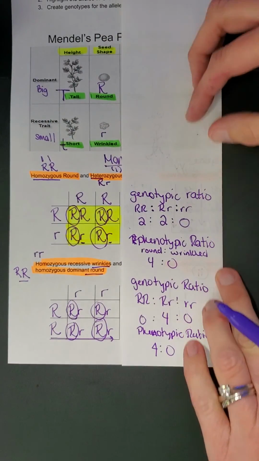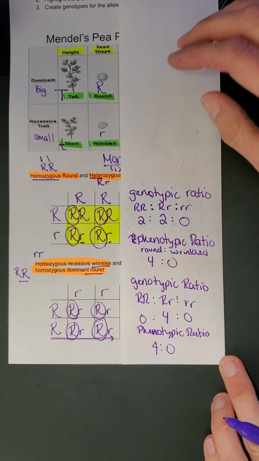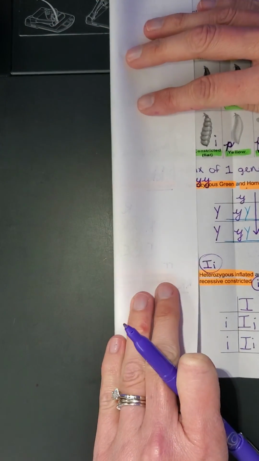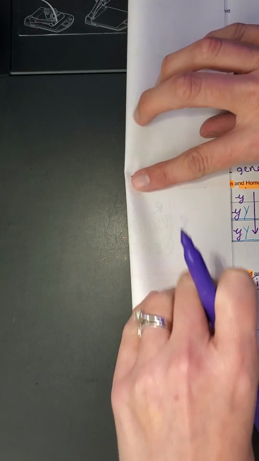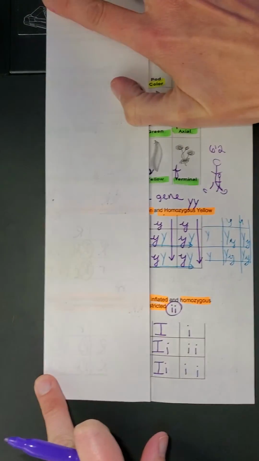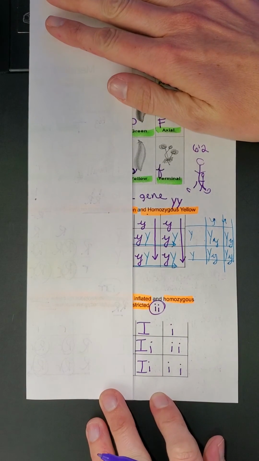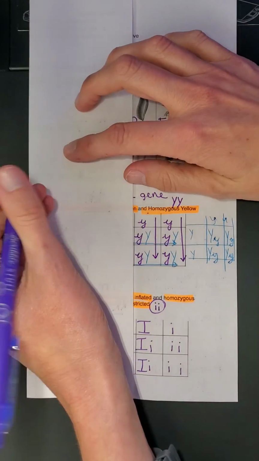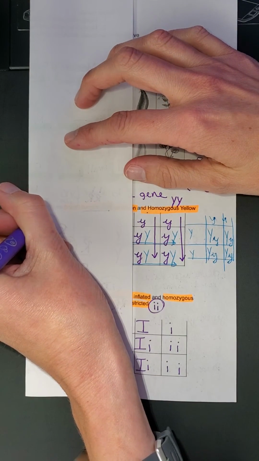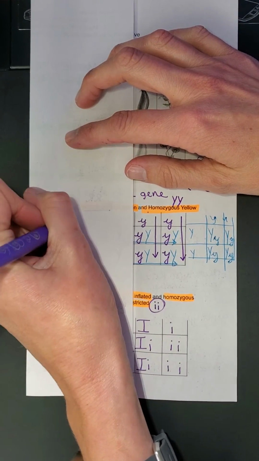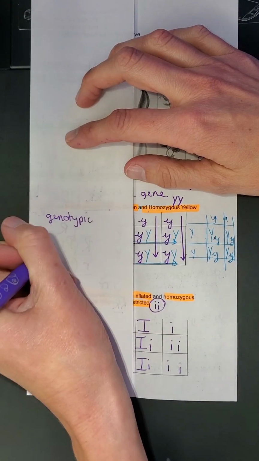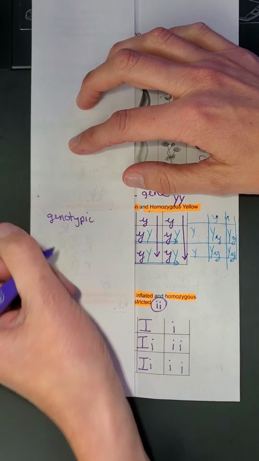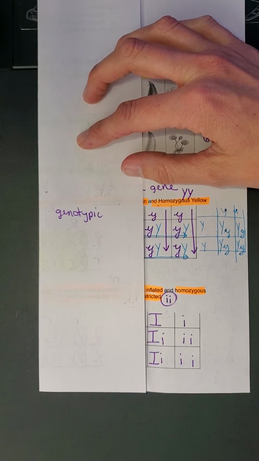I want you to turn to your neighbor and I want you to try and do just the genotypic ratios of this side. So I'm going to give you 2 minutes for this one. And then we'll check it and then do 2 minutes on the next one. Okay, go. Pause the video.